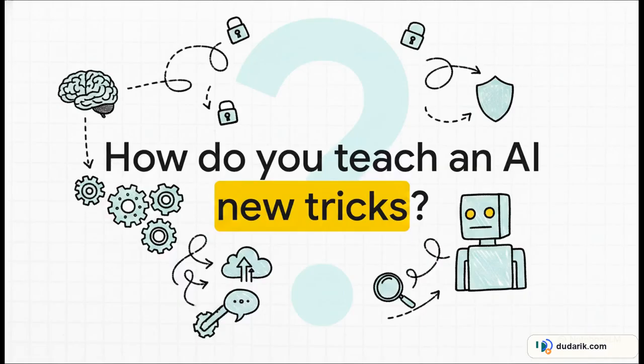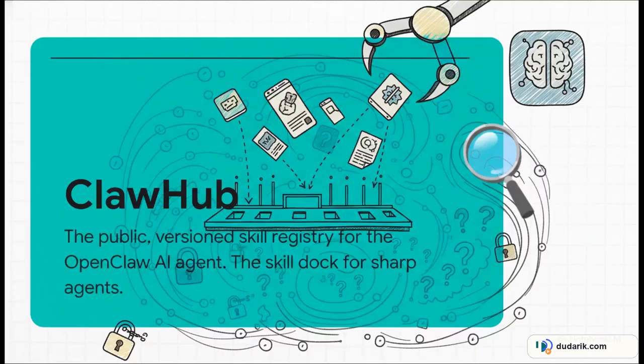You've got this awesome AI agent, right? But out of the box, its skills are pretty limited. So the question is, how do you teach it new tricks? How do you make it do more and connect with all the tools you actually use every single day? Well, that's exactly where ClawHub steps in.